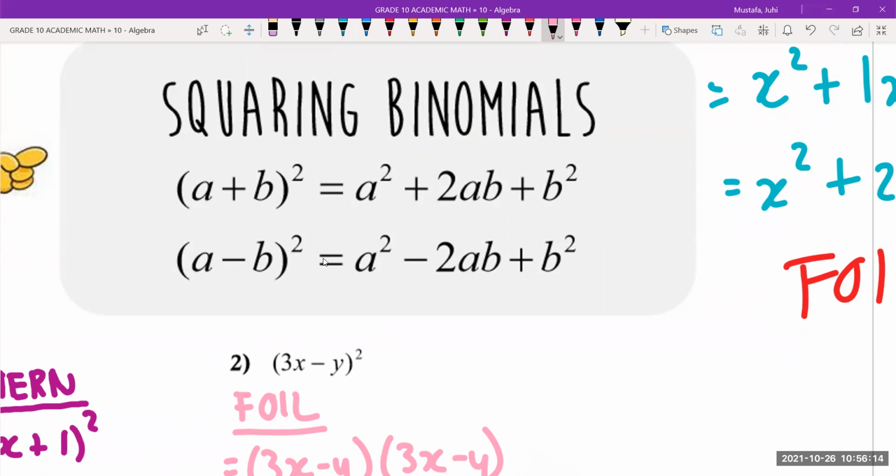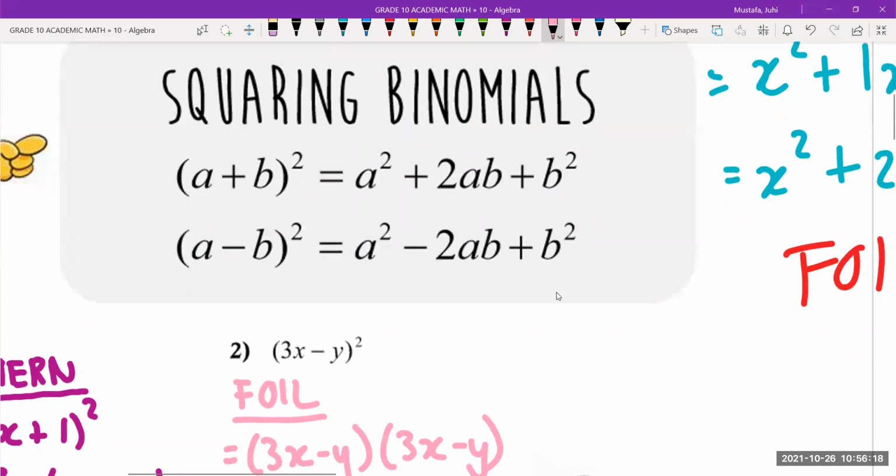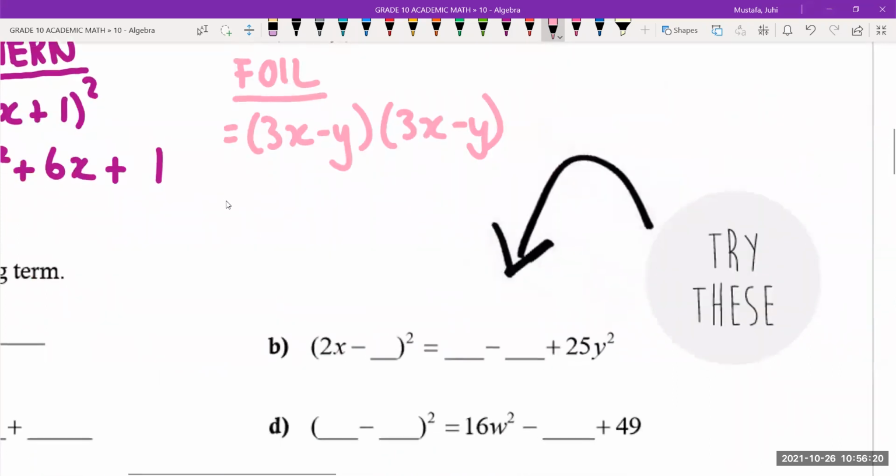Now keep in mind the next one has a negative sign, so I'm going to have a minus and then a plus when I do the pattern, not yet. Okay, so when we're foiling, 3x times 3x is 9x squared. This will be negative 3xy. This will be negative 3xy, and this will be positive y squared.